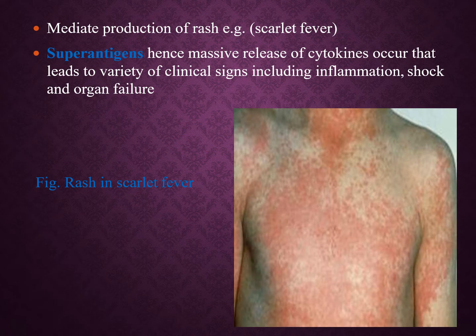So there is immediate production of rash, for example, the rash seen in scarlet fever. These are superantigens, hence massive release of cytokines occurs that leads to a variety of clinical signs including inflammation, shock and finally leads to organ failure. The figure shows the rash in scarlet fever.